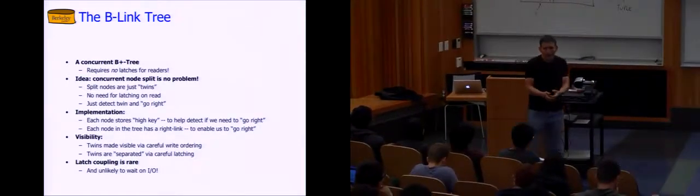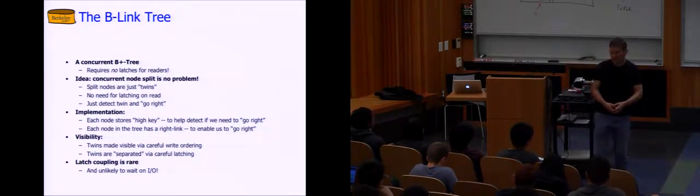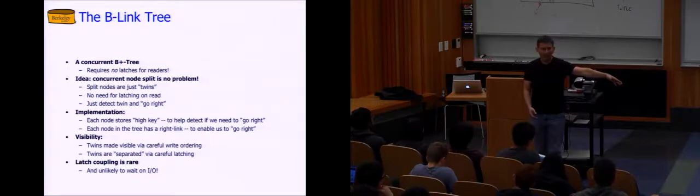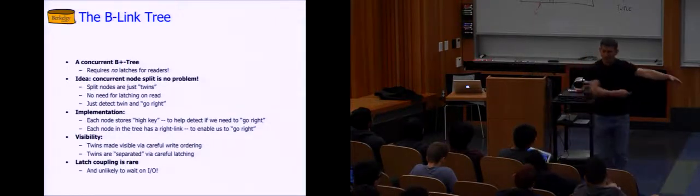You just got to detect when you were standing on a node and it sort of spawned a twin. You need to know that happened. And if it turns out the stuff you were looking for got scooted over, then you need to scoot over. So you need to be able to detect that a node split under you and then decide if the data you really want should be over to your right.